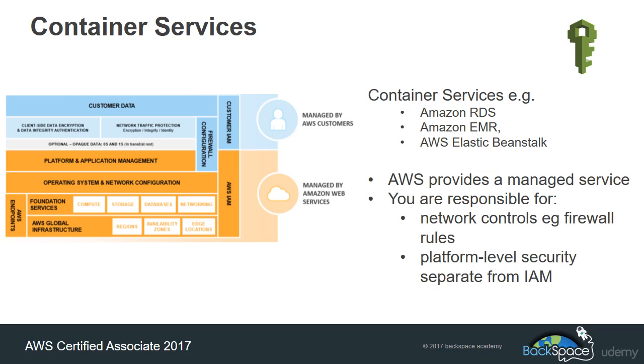Amazon EMR, as opposed to having Hadoop running on EC2, is a service we could use. AWS Elastic Beanstalk, again, is a container service. This is where AWS provides a managed service, so they take a little bit more responsibility than they would in purely an infrastructure service provision. We're responsible for the network controls and firewall rules. We're also responsible for platform level security, which is separate from IAM. So we might have database access that we need to manage within the actual database software itself.